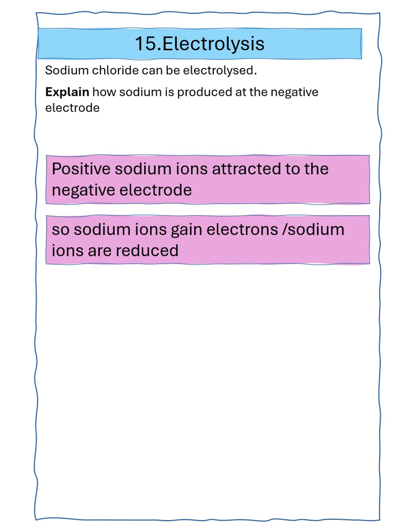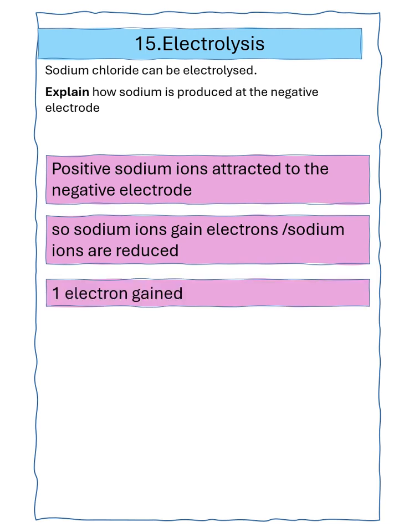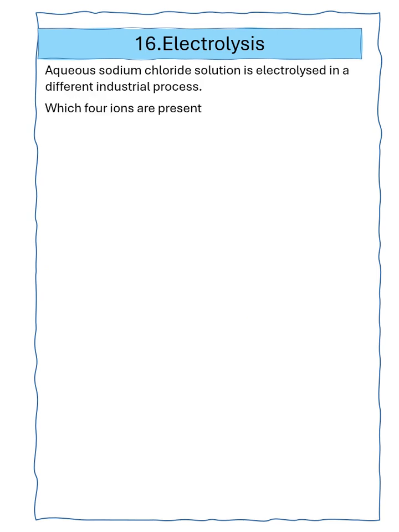When they reach the negative electrode, they will gain electrons. We can say that the sodium ions are reduced. And because sodium is in group 1, it gains 1 electron. Question 16 about electrolysis says aqueous sodium chloride solution is electrolyzed in different industrial processes. Which 4 ions are present?